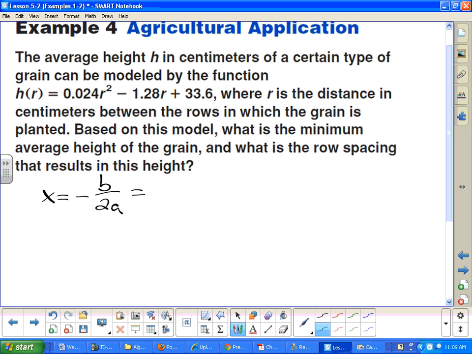So in this case, b is what? Okay, negative 1.28, and I'm going to divide that by, oops, we have a minus there. We're going to divide that by 2 times 0.024. So I have 2 negatives, so I have a positive 1.28 divided by 0.048, which equals what?